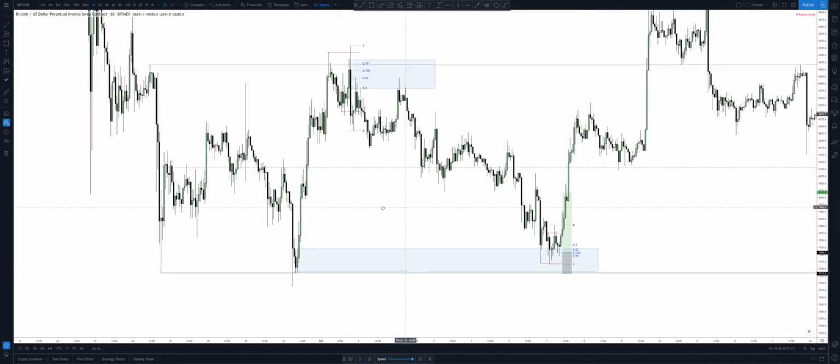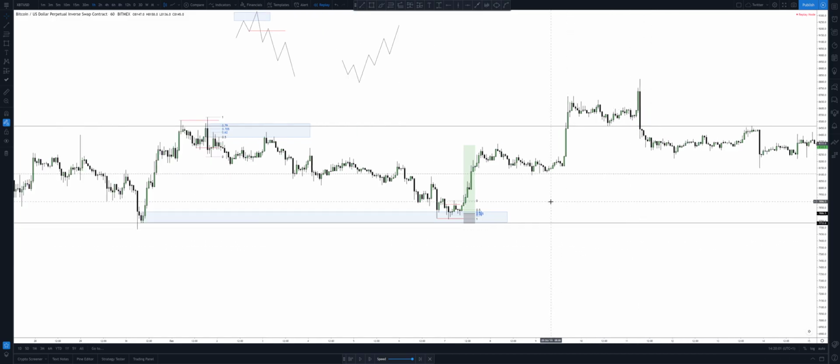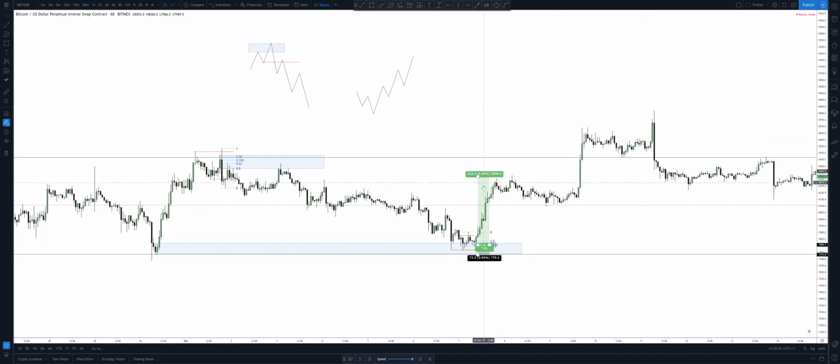And what's our target? Well, we got a fair value gap right here, a little one. So this could have been our first target. And then we would target liquidity above range high. And that's how you can enter a long based on range low.